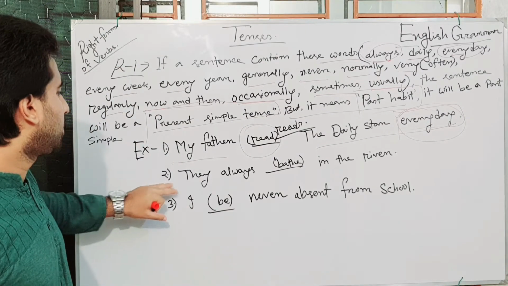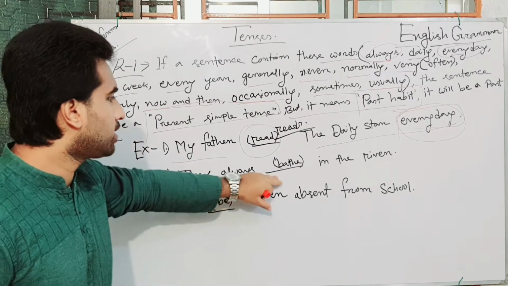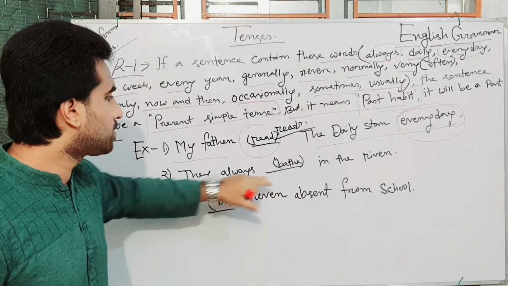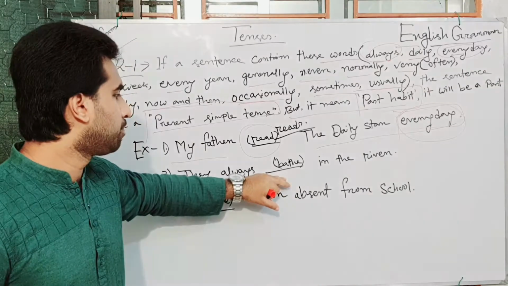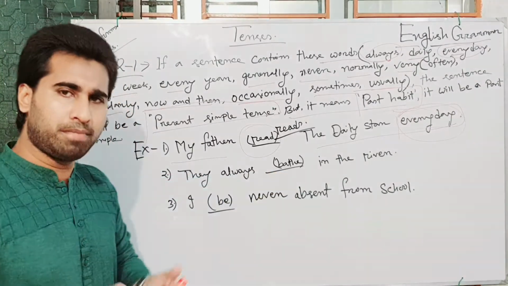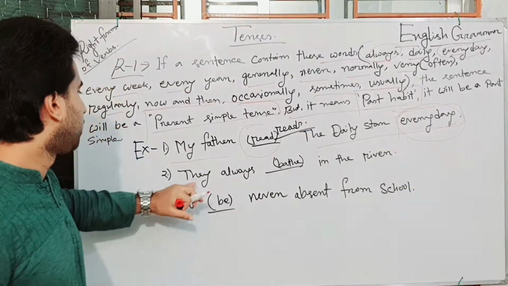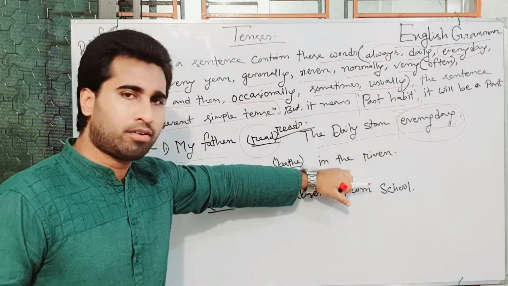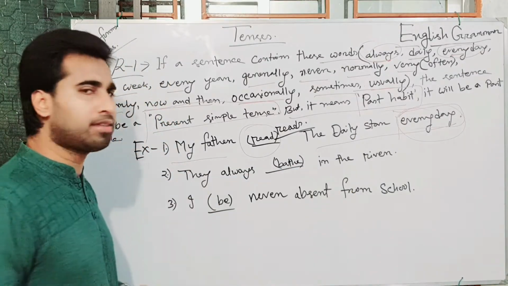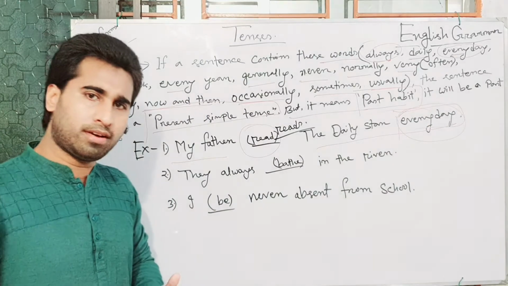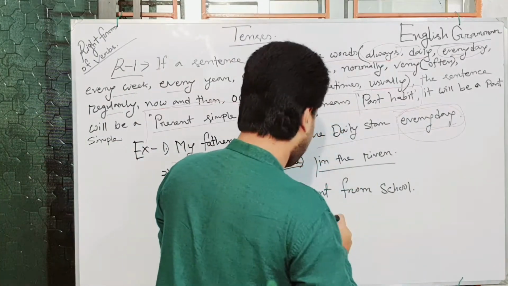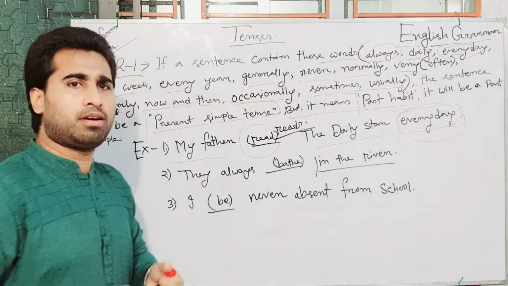The next one is: They always dash in the river. Look at this statement. The verb is bathe. We know bathe means to take a bath. They always bathe in the river. Here it means a past habit.